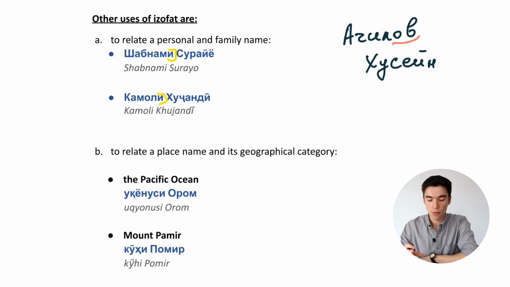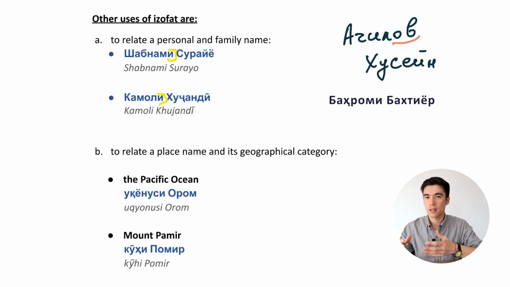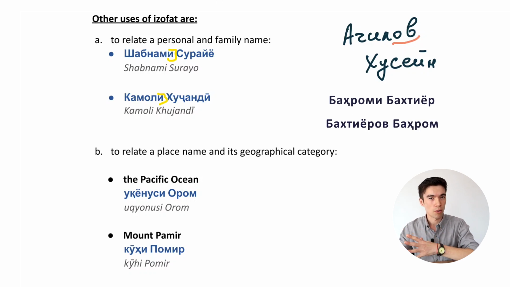So Achilov. But before Tajikistan joined the USSR, we used to have that kind of name like Kamoli Khujandi with Bandaki Izofi, with izofat. So now the government is trying to bring it back. So that's why nowadays it's changing. So my nephew's name is Bahromi Bakhtior, not like Bakhtiorov Bahrom. So there is no ov or av at the end, just like in Russian surnames. So we're trying to bring it back.